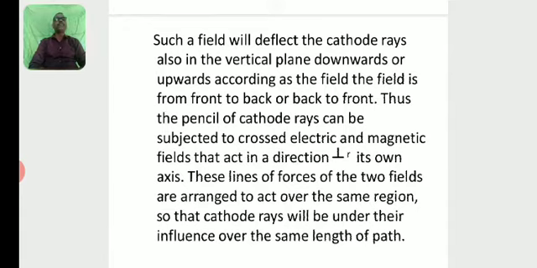Thus, the pencil of cathode rays can be subjected to crossed electric and magnetic fields that act in a direction perpendicular to its own axis. The lines of force of the two fields are arranged to act over the same region so that the cathode rays will be under their influence over the same length of path.